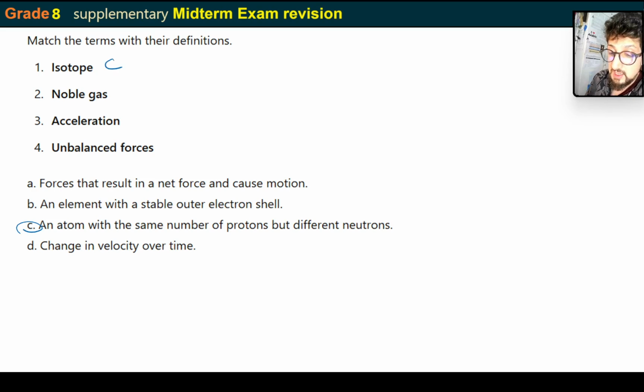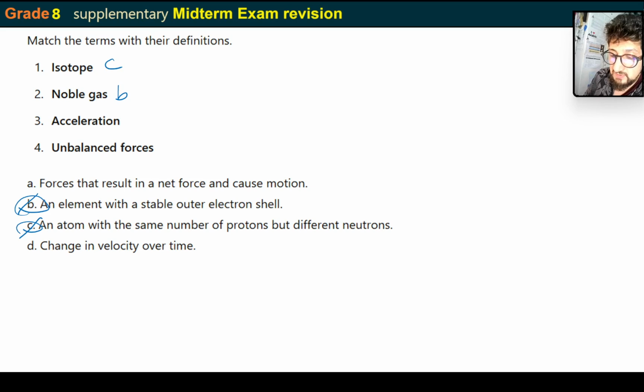It's C. Noble gases. Noble gases are elements that are basically group 18 elements that have complete outer shells, and they are very unreactive. So an element with stable outer electron shell. Yep. So that's what that one is.